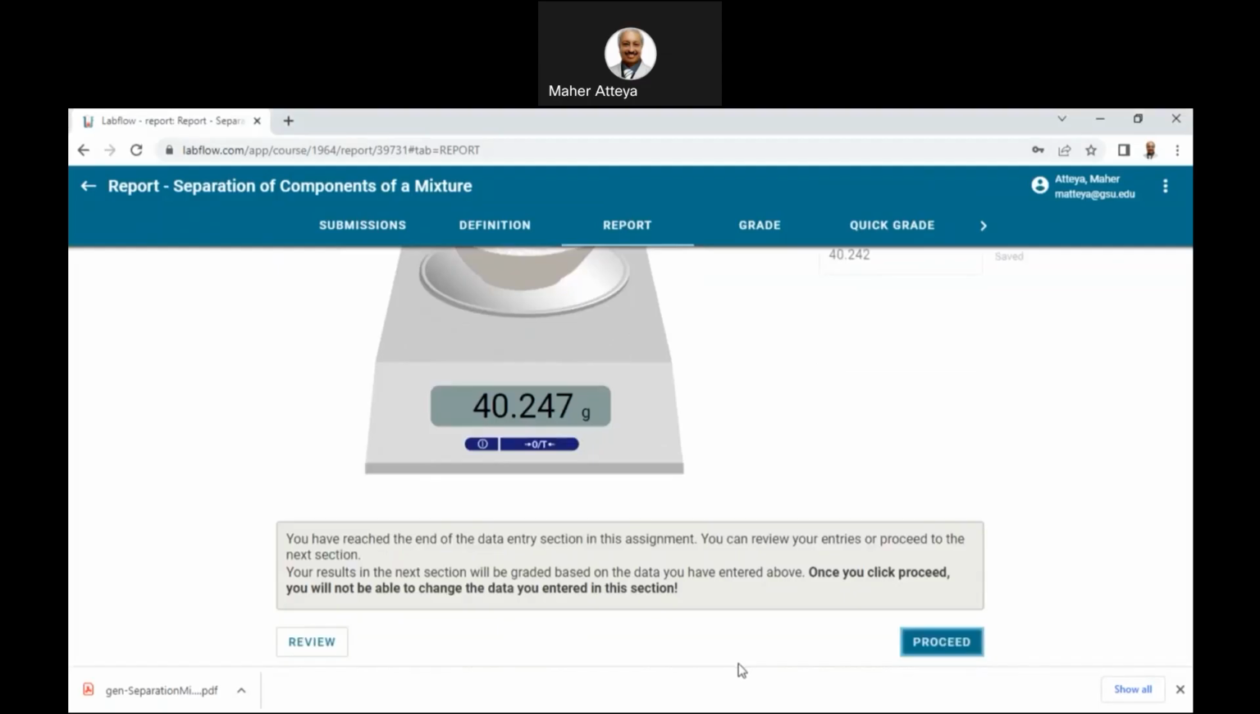It says you have reached the end. As I said, we have really reached the end of the assignment. You can review the entries to proceed. The result in the next section will be graded based on the data you have entered above. Once you click proceed, you will not be able to change the data you entered in this section. Well, I think we'll go ahead. This is a demo, just to show you the review.